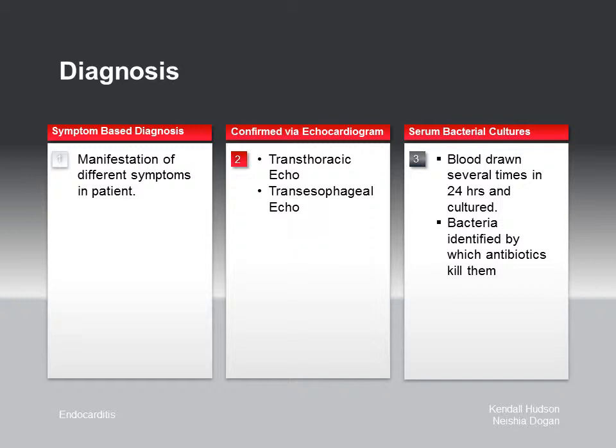The last way that endocarditis is diagnosed is through serum bacterial cultures. Blood is drawn several times over the span of 24 hours and put into culture bottles. Bacteria are identified and tested to see which antibiotics kill them. Culture-negative endocarditis occurs when blood cultures don't grow bacteria but still require antibiotic treatment.